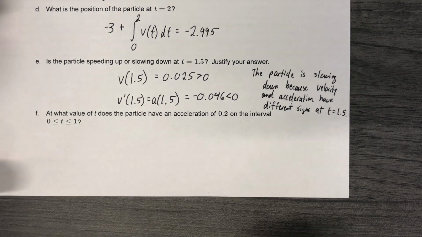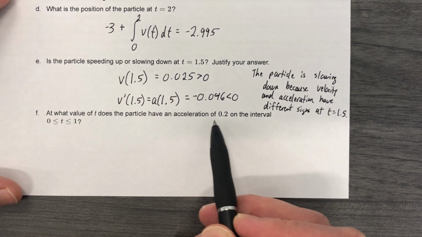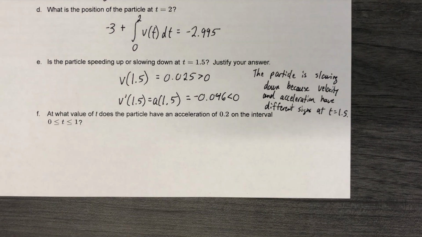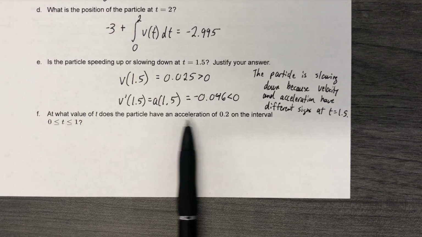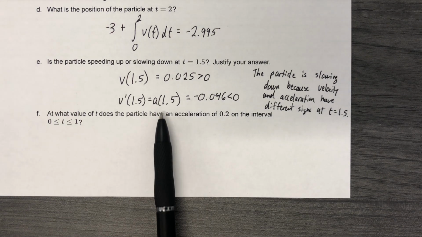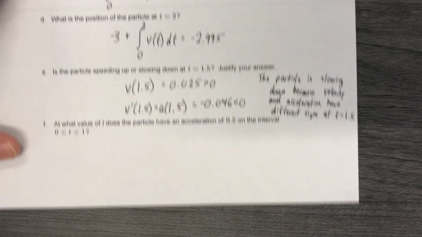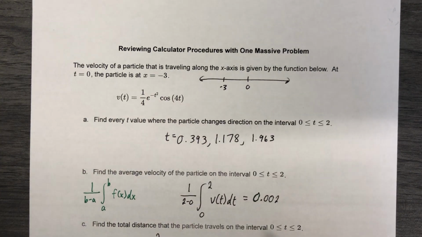Okay. At what value of t does the particle have an acceleration of 0.2 on the interval from 0 to 1? Okay, a couple things going on here. We're going to need the acceleration, and I know you're like, oh, we just did that. Well, actually, we found the acceleration at a specific point. Now we're going to need to just see the acceleration. Now, you're probably thinking, okay, great, I'll take the derivative of this. I hear you.